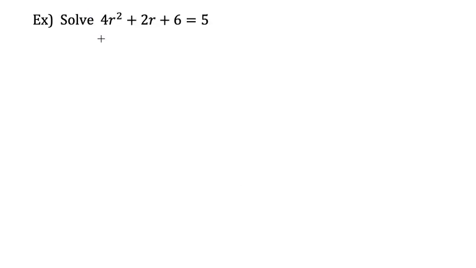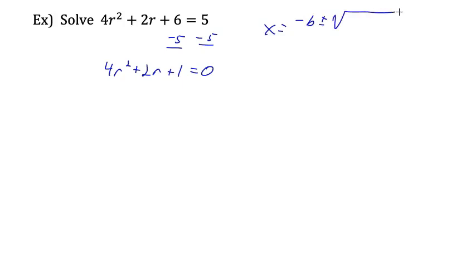Quick reminder here, in the quadratic formula, you need to get your quadratic equation equal to 0 before you begin. So let's subtract 5 from both sides. So rather than trying to factor this, let's just go ahead and jump straight to the quadratic formula on this one. x equals the opposite of b plus or minus the square root of b squared minus 4 times a times c, all of that over 2 times a. So in this case, a equals 4, b equals 2, and c equals 1.